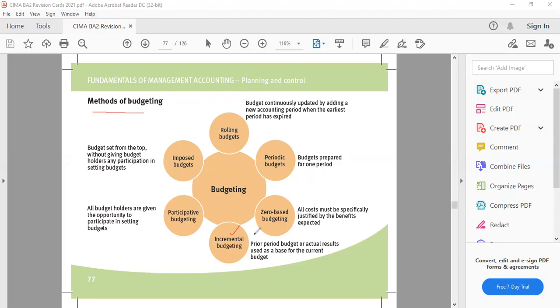Contradicting incremental budgeting is zero-based budgeting. Zero-based budgeting is a budget where nothing of the past is assumed. They do not assume anything of the past. Take up the present scenario and plan everything which has to be included in the budget. They plan every item and then prepare a budget.